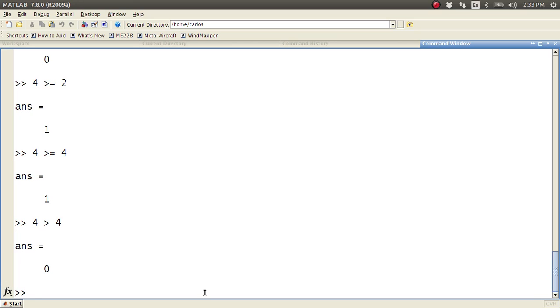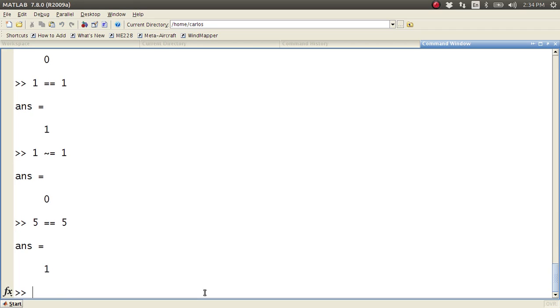And then obviously you have 3 is less than 5, which it is. 3 is less than 2, it's not. 3 is less than or equal to 2, less than or equal to 3, less than or equal to 4, and so on and so forth. And then of course you have not equal to. Is 1 equal to 1? It is. Is 1 not equal to 1? It's not. So there's some negation there.